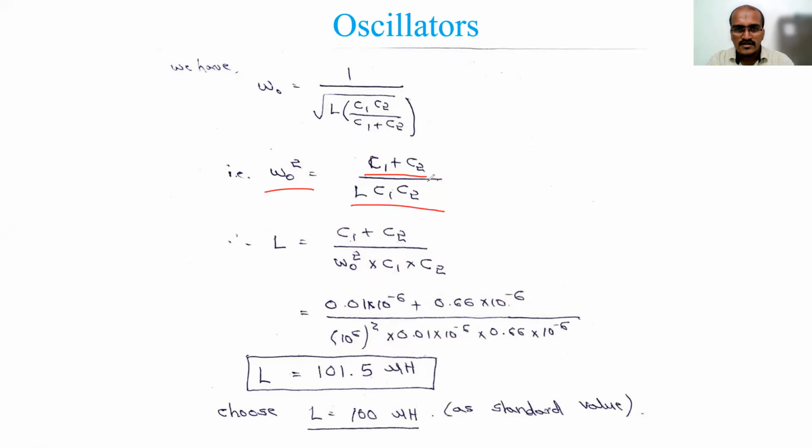So all the values are known, but before that we need to find L. That's why we modify the equation for L. Therefore L is equal to C1 plus C2 in the numerator, and in the denominator omega naught square into C1 into C2. Now just substitute the values. C1 is 0.01 microfarad, C2 is 0.66 microfarad, and omega naught is 10 to the power 6, and you have to take its square. Here the capacitors should be added, here the capacitors should be multiplied. So take the ratio and you'll get approximately 101.5 micro Henry. In the lab we will not get exactly 101.5, so the nearest standard value we will take is 100 micro Henry. Hope it is clear.